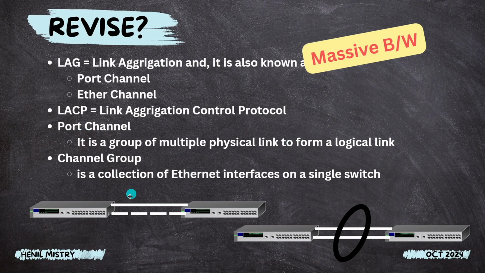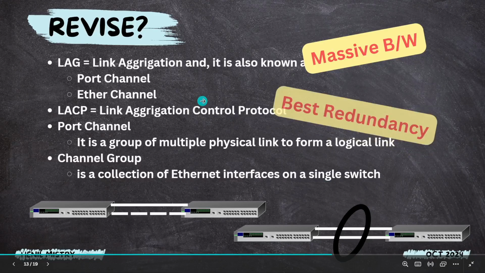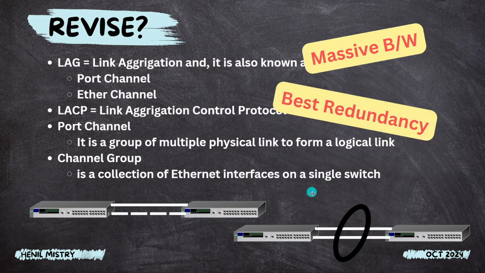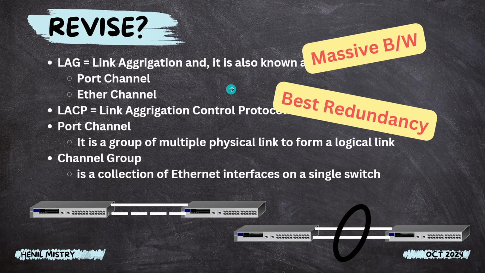So what was the point of having port channels? The first was massive bandwidth that we have talked about. Obviously, if we are grouping two links, and let's say these ports are 10 gigs, then the combined bandwidth will be 20 gigs. Then redundancy. Obviously, if we are grouping ports, then one port failure will not cause the entire port channel to shut down. So that is best redundancy.